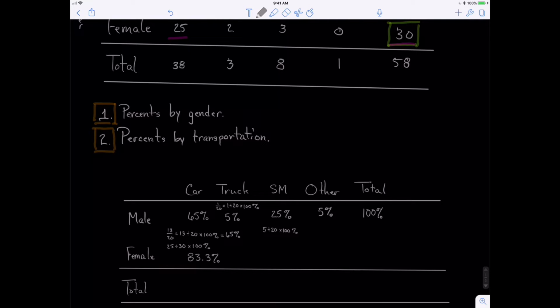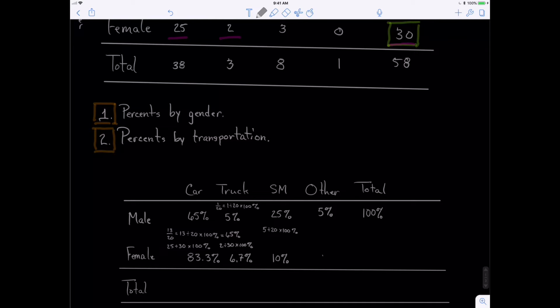And we'll continue this. If we look up above, we have 2 out of the 30 females. So we would take 2 divided by the 30, multiply it by 100%, and the result is 6.7%. And then continuing this, we have 3 out of 30, that's 10%.